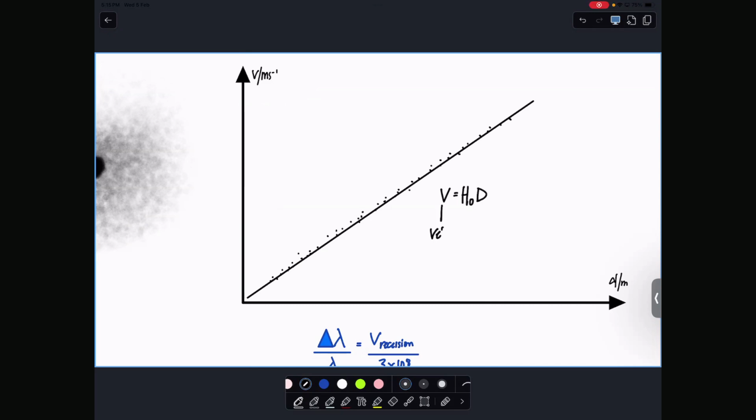V is the velocity at which your galaxy is moving. D is what? The distance, how far they are. And H, a very controversial quantity, is called the Hubble's constant.